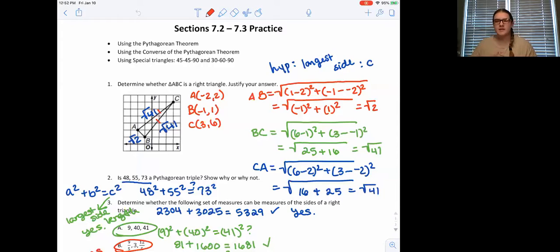Okay, so now what I want to do is show a typical problem session day where students are working on some sort of problem set of material that they've learned during the week. So this is a section 7.2 through 7.3 practice. This is a problem set of questions that students would be given on a problem session day.